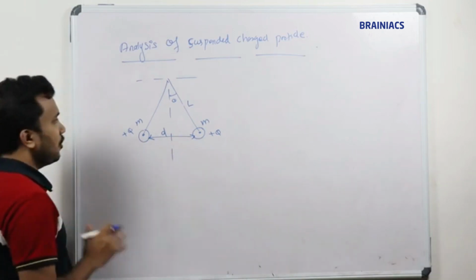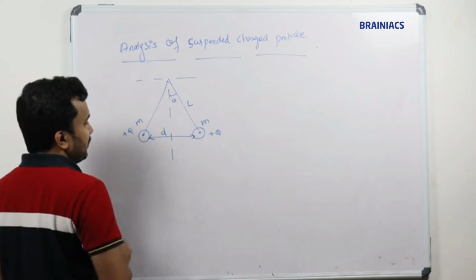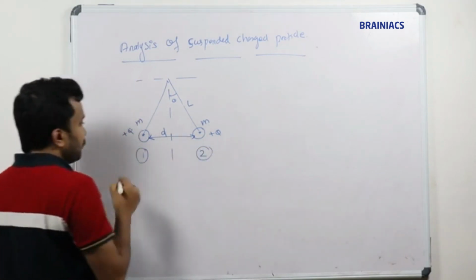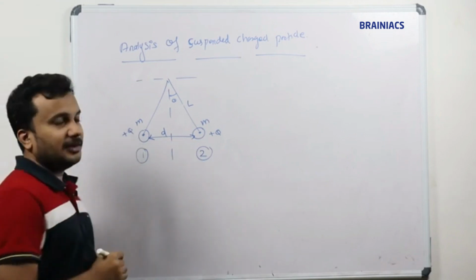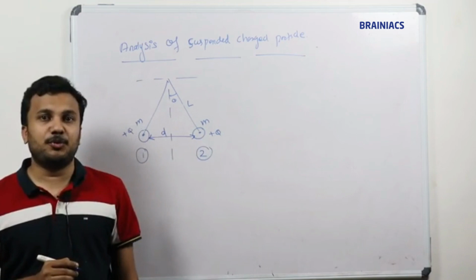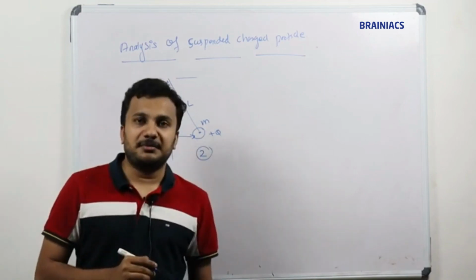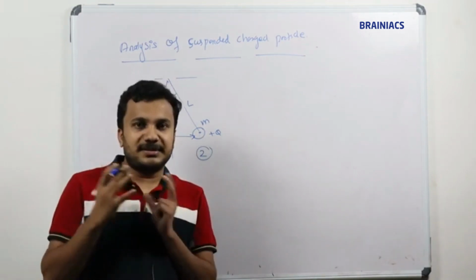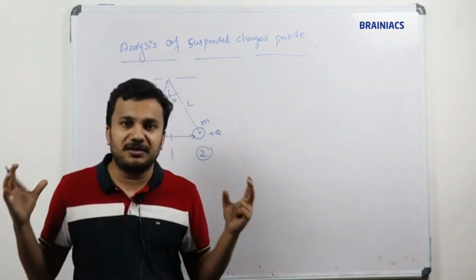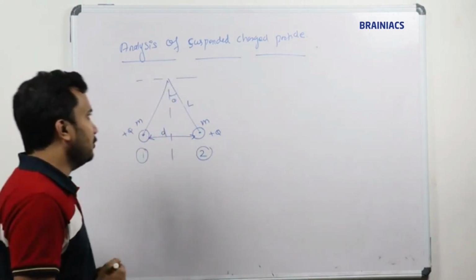For this, the basic concept is that both are positive charges. So I am marking this as charge number 1, charge number 2. In physics, the laws of motion chapter is there. There you learned about something called a free body diagram. Free body diagram means you are isolating each body and you are marking all the forces associated with that body. That is called a free body diagram.